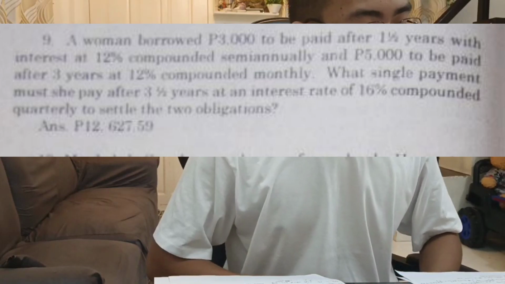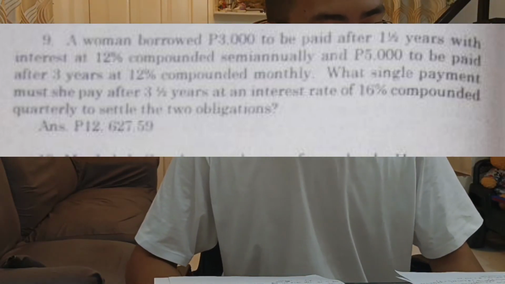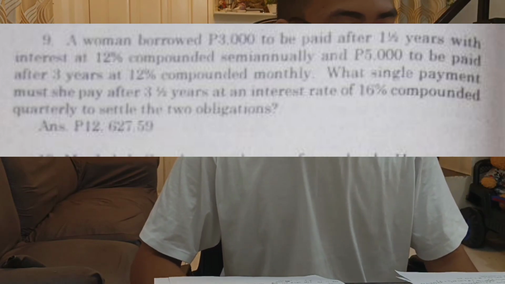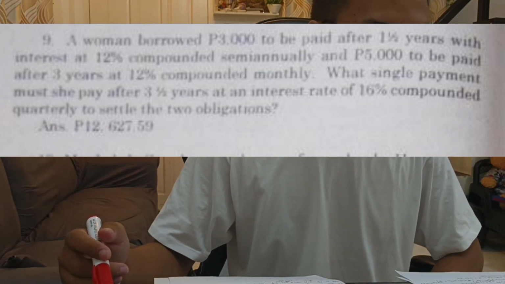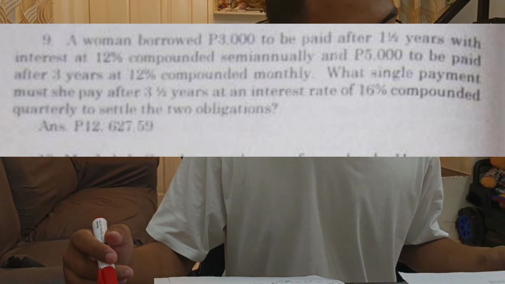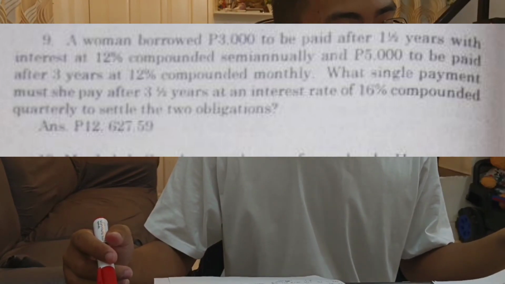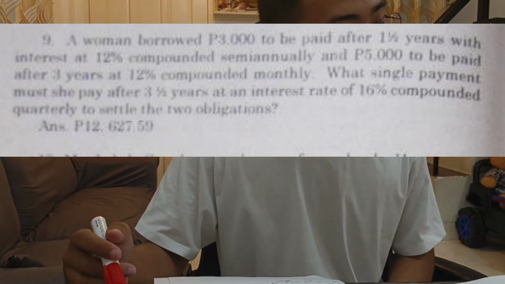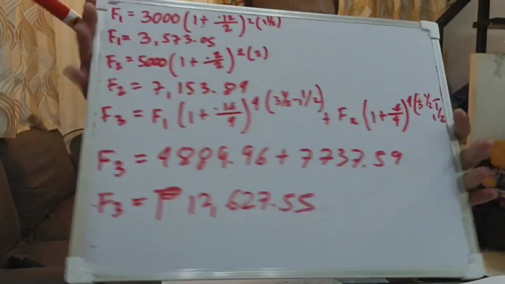Number 9, a woman borrowed 3,000 pesos to be paid after 1.5 years with the interest at 12% compounded semi-annually, and 5,000 pesos to be paid after 3 years at 12% compounded monthly. So, what single payment must she pay after 3.5 years at an interest rate of 16% compounded quarterly to settle the two obligations? So we could use the future amount formula.